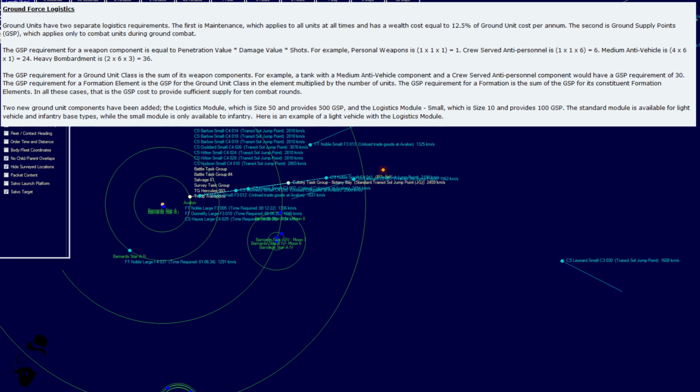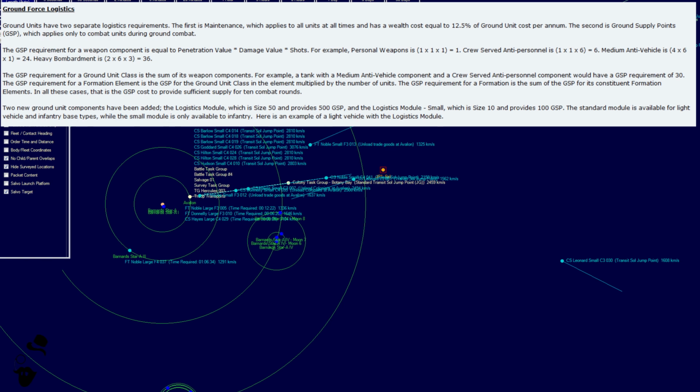For example, personal weapons is 1 times 1 times 1, which is 1. Crew-served anti-personnel is 1 times 1 times 6, or 6. Medium anti-vehicle is 4 by 6 by 1, or 24. And heavy bombardment is 2 by 6 by 3, or 36.